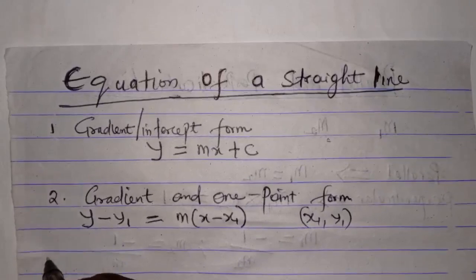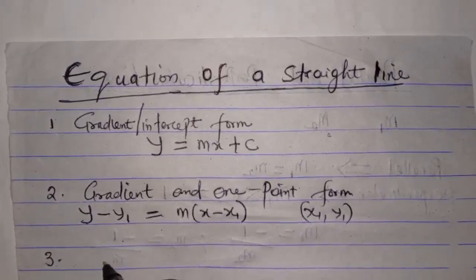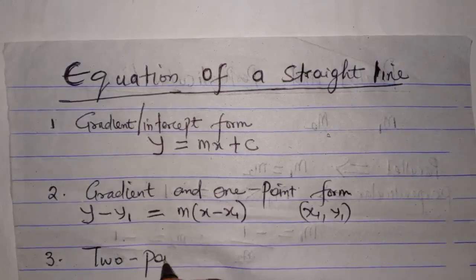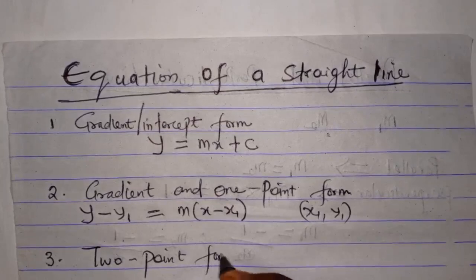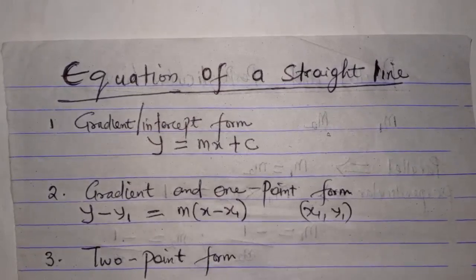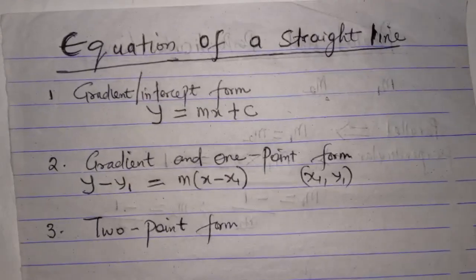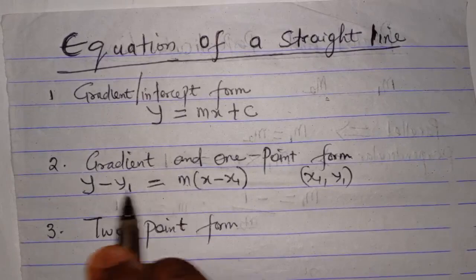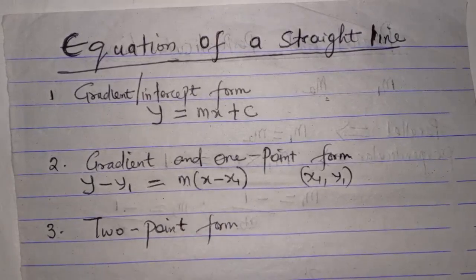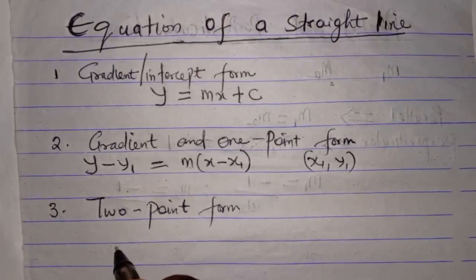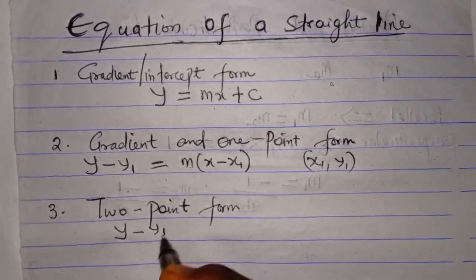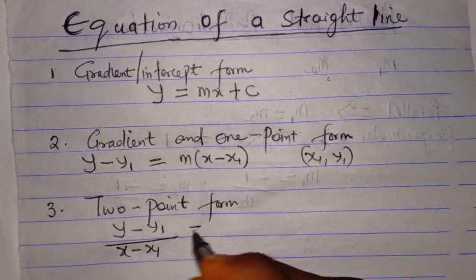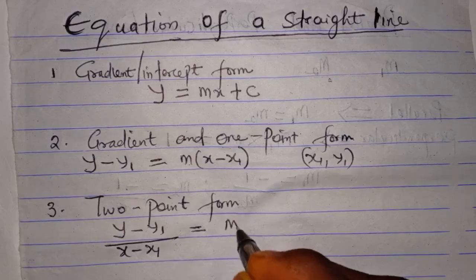Thirdly, we have the 2-point form. And this is the 2-point form. We can get the 2-point form from here. Okay, from this equation, if I divide both sides by x minus x1, I'll be having y minus y1 all over x minus x1 equal to m.